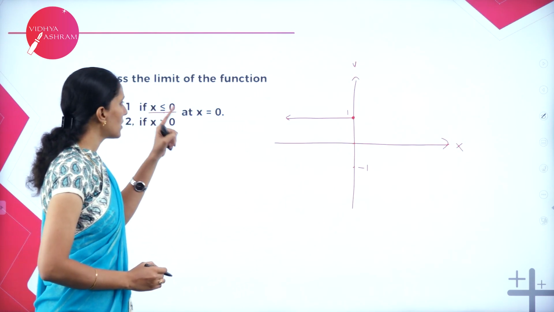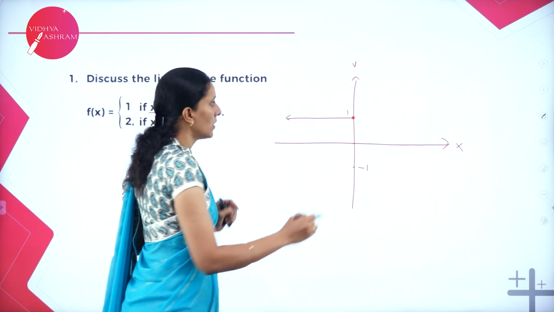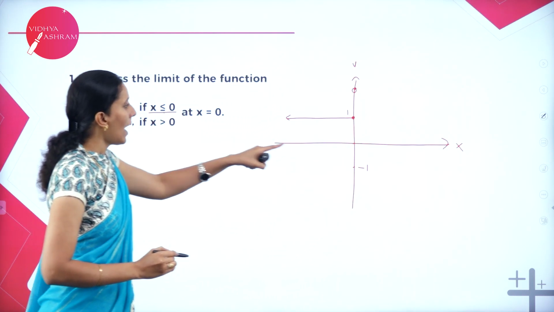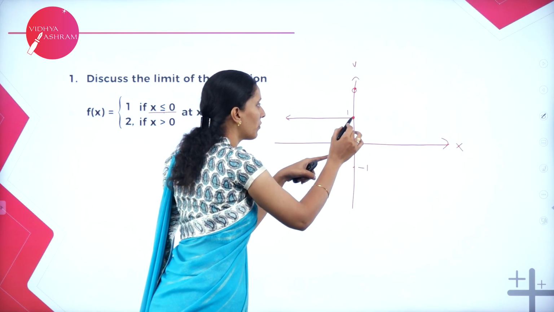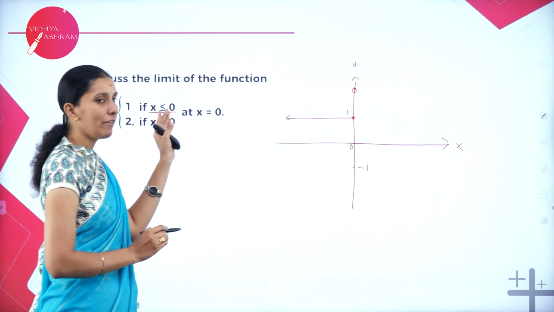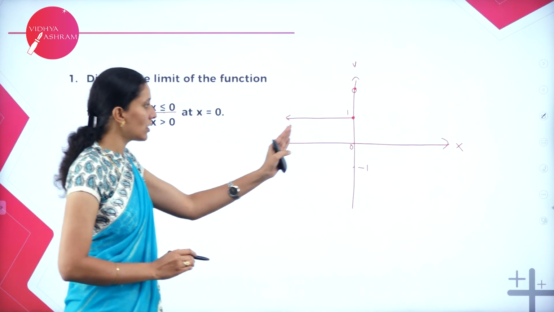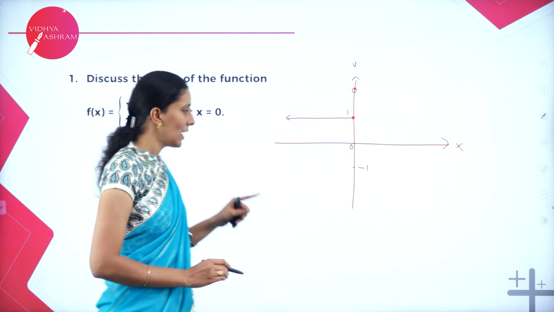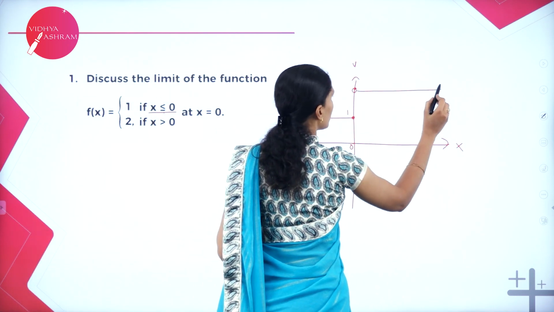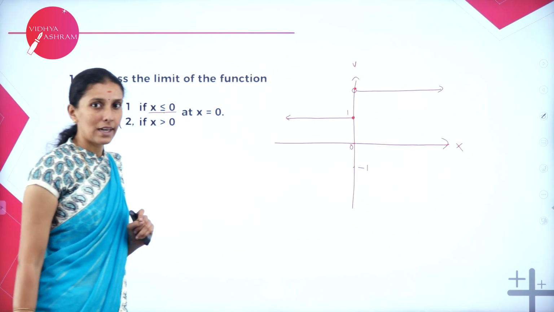At x is equal to 0, the functional value is 1. So here, for 2, I'll draw an open circle because at 0, the value of the function is 1, not 2. And for all the values of x greater than 0, that is for all the positive values of x, the functional value is equal to 2. So the graph looks like this.